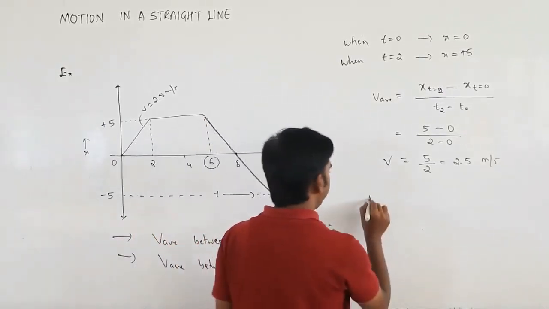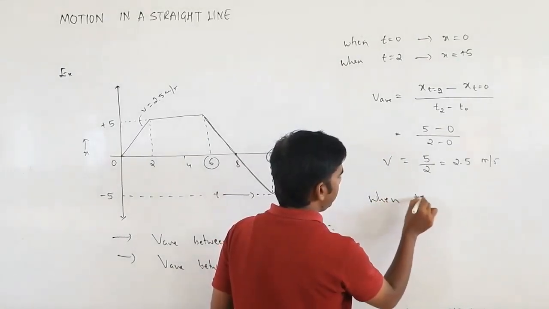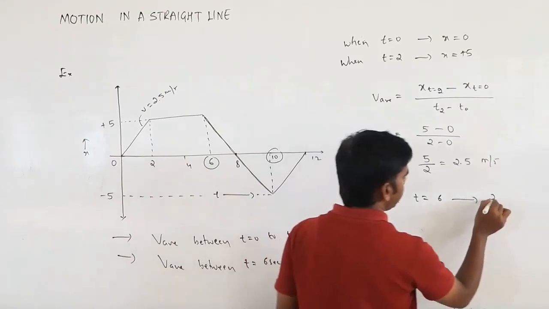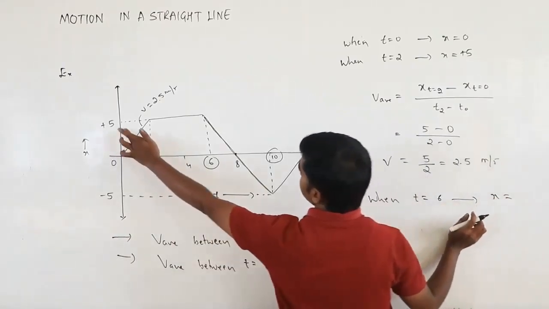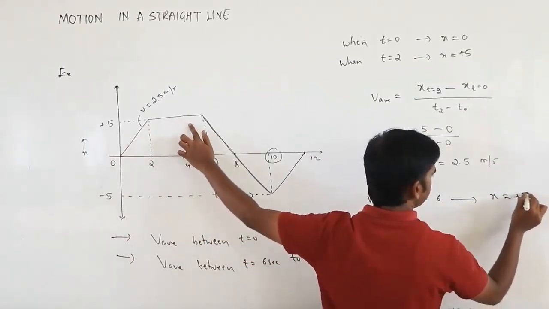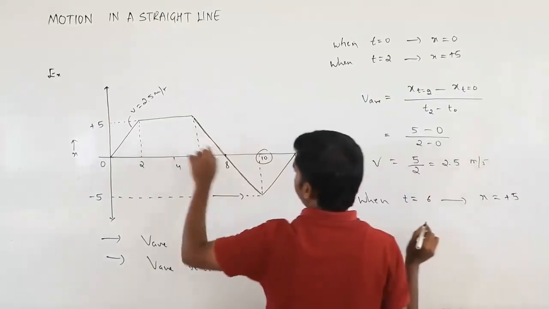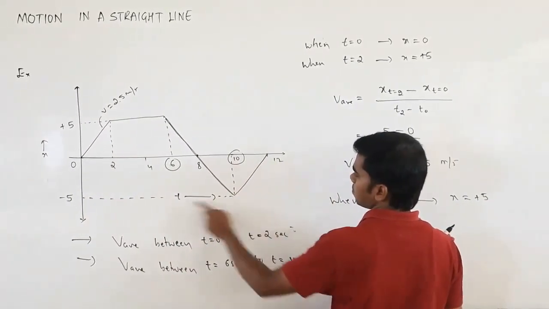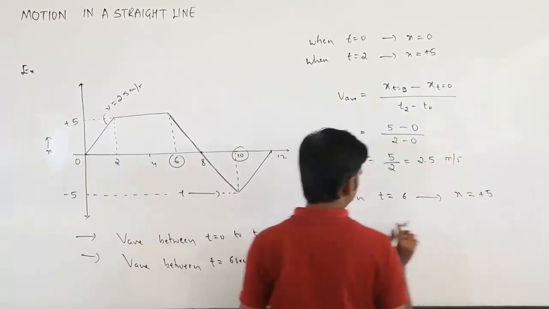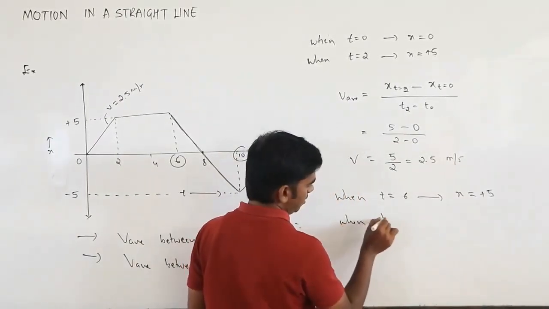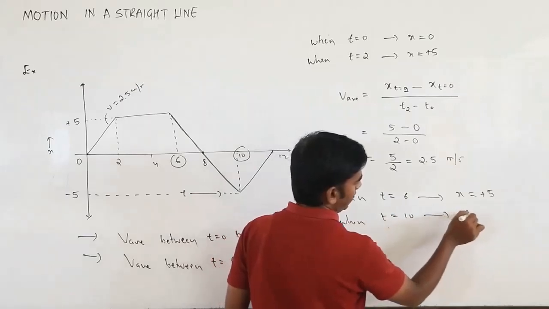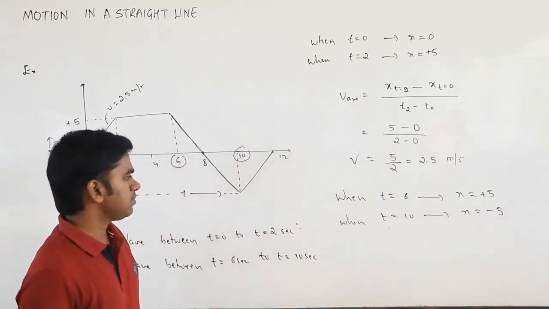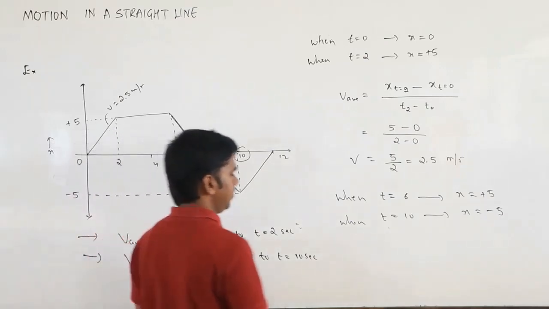Okay, so when t equals 6, x equals what? x equals plus 5. When t equals 10, x equals what? x equals minus 5. So when t equals 10, x equals minus 5. Okay. Now, what is the average velocity?